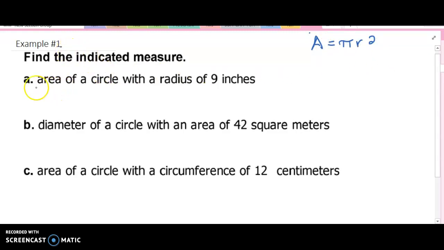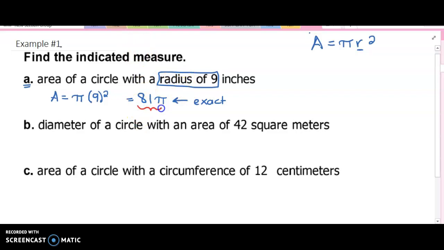Okay, so let's look at example 1, part A first. It says find the area of a circle where the radius is 9. All we're going to do is plug 9 in for r. So area equals pi times r squared, and 9 squared is 81, so the area is 81 pi. This would be exact. So if the problem says what's the exact area, this would be it. And if it says round to the nearest whatever, then all you would have to do is put 81 pi into your calculator and get a decimal.